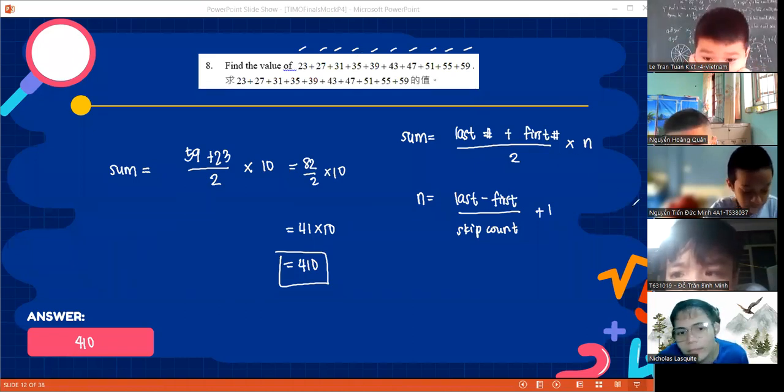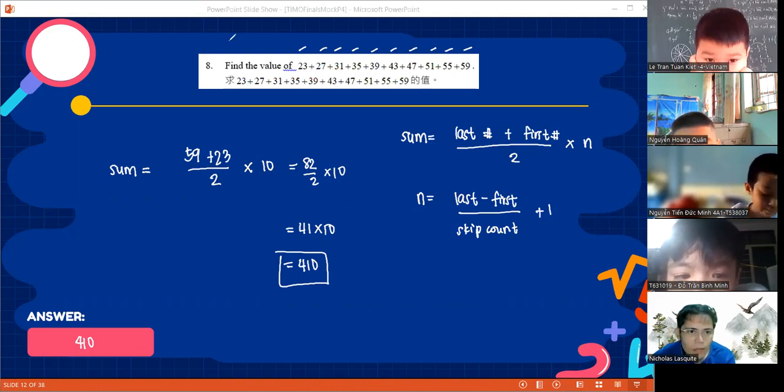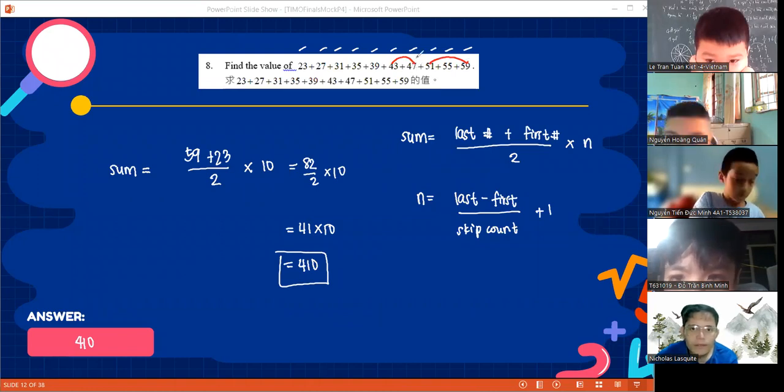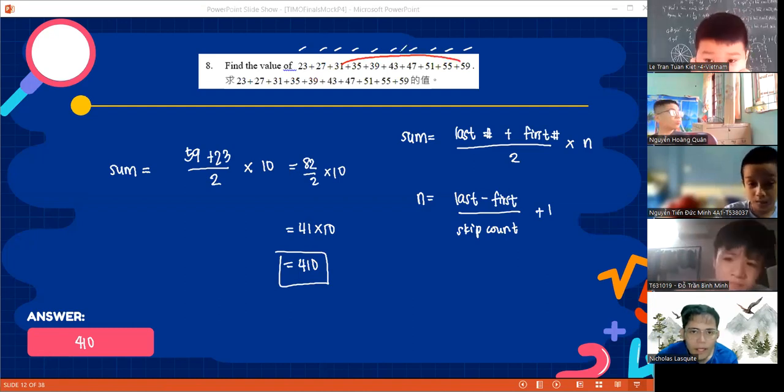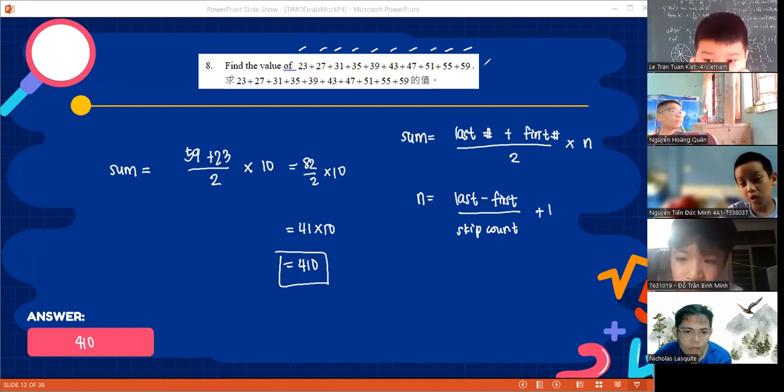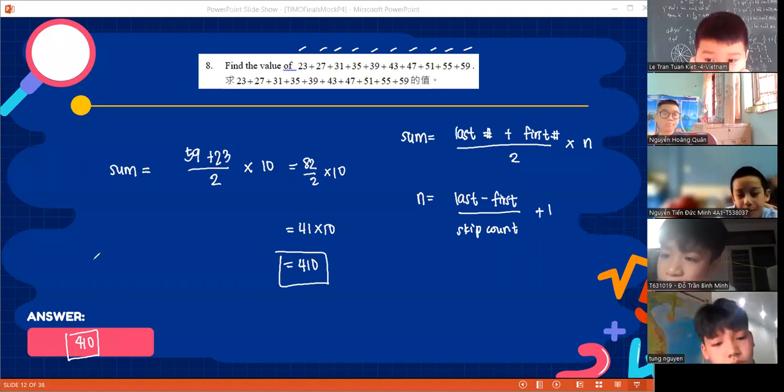Can we also use pairing? Yeah, if you find it difficult to memorize the formula, you can do the pairing. Of course, you must do the pairing very smartly, right? So you pair 51 and 59. You pair 47 and this one. Or you can pair this. As long as the unit digit will equal 0, you'll have a 10 as your unit digit.